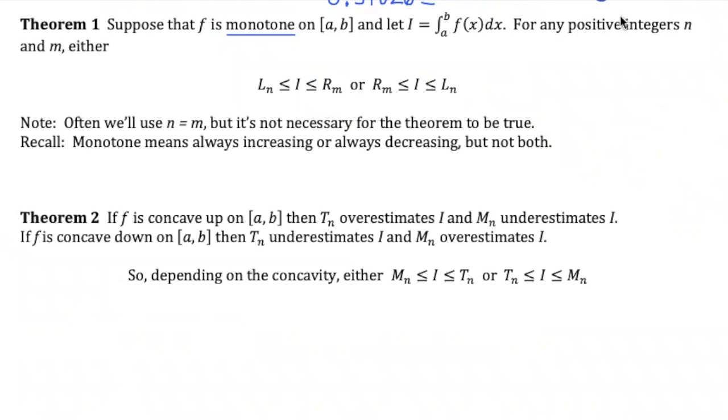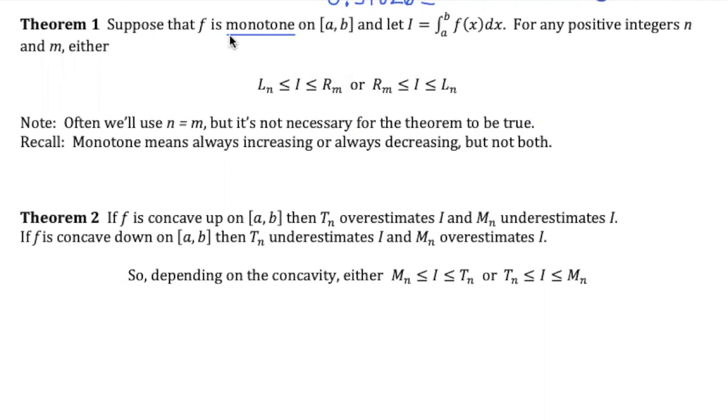So in that instance, for any positive integers n and m, your number of subdivisions don't have to be equal for left and right approximations for this to work, although very often we do keep them equal, but it's not necessary for the theorem to be true. We know that we can trap between the left and the right.